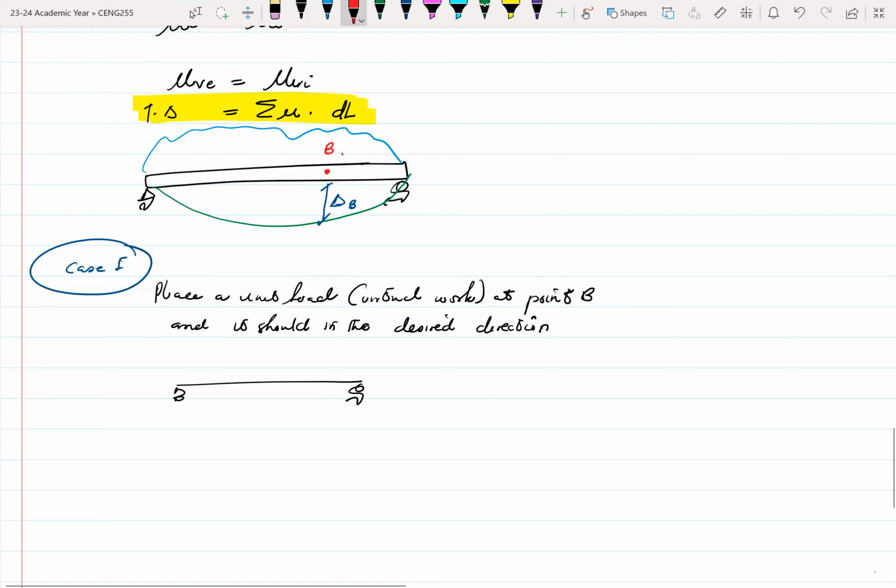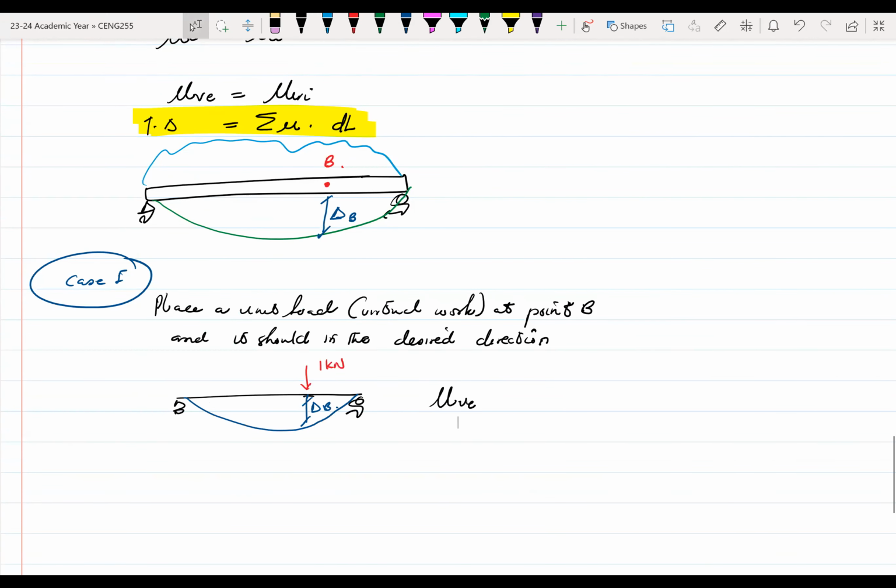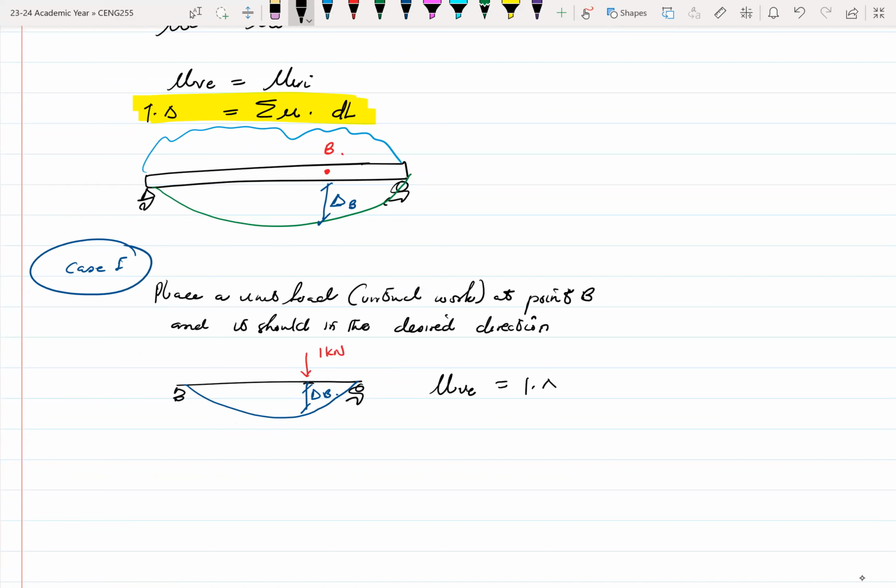Then at B, I place a 1 kilonewton load over there. So this displacement here, delta B, why the same color? Okay, let me just change it. So this displacement here, delta B. The external virtual work done here will be equal to 1 times delta B. All right. And then we know that the external work done should be equal to the internal work done.